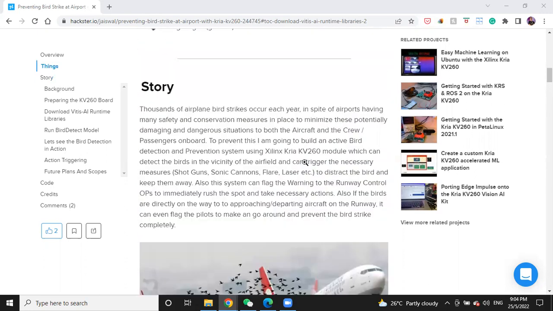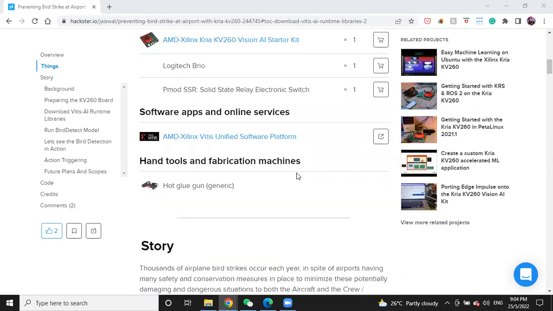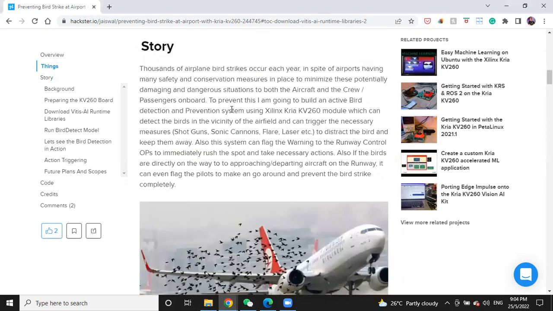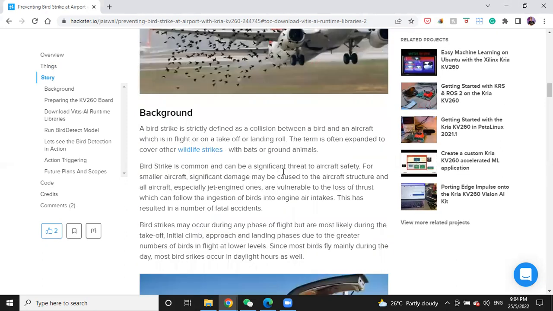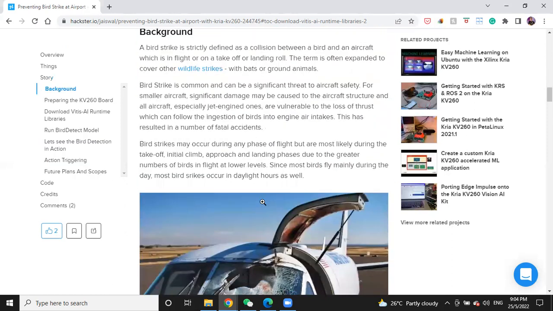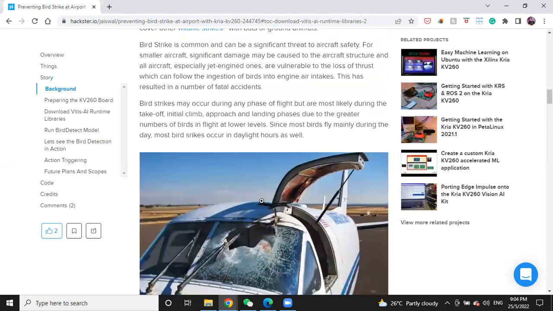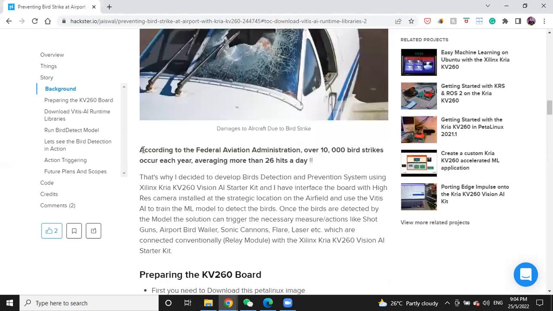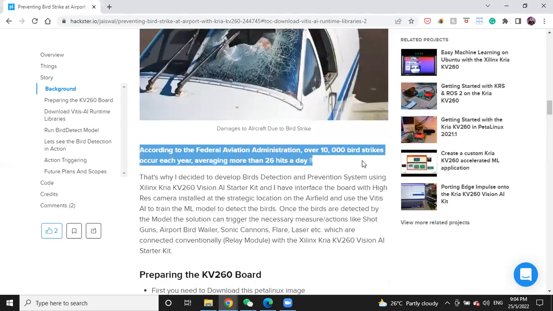Yeah, that's written in bold. A little bit down, a little bit more. Okay, you can scroll a bit more. Yeah, this. According to the Federal Aviation Administration, over 10,000 bird strikes occur each year, averaging more than 26 hits a day.